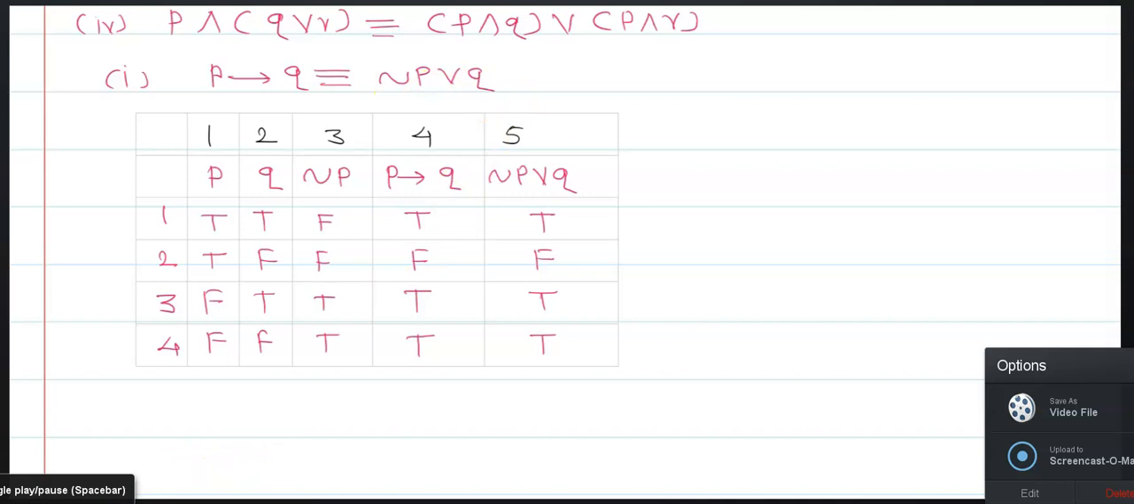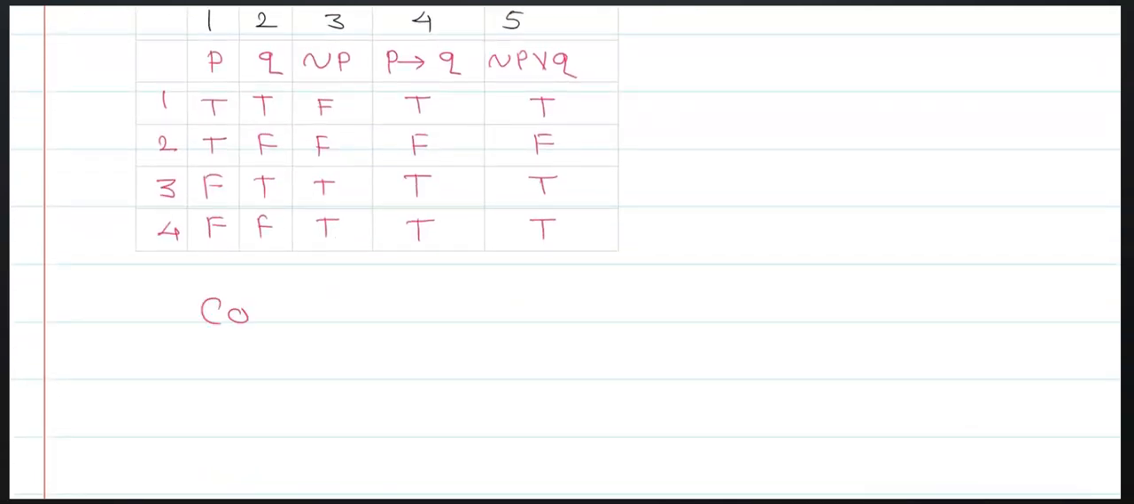Now see the next example. Here column 5 and 6 are identical. Sorry, 4 and 5, they were identical. Here is the second.